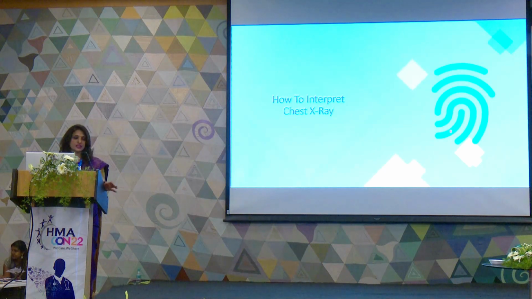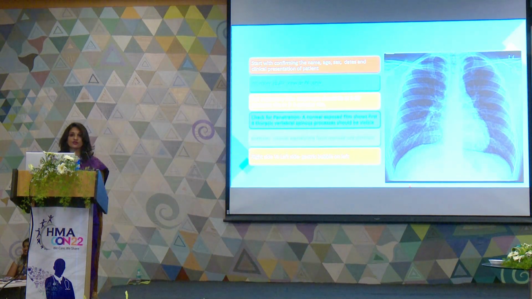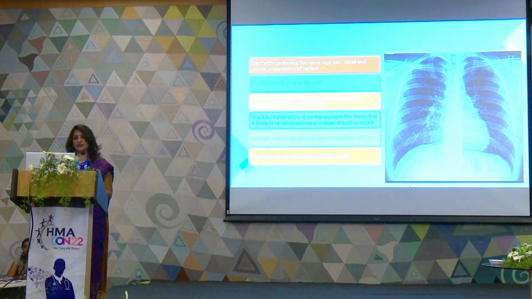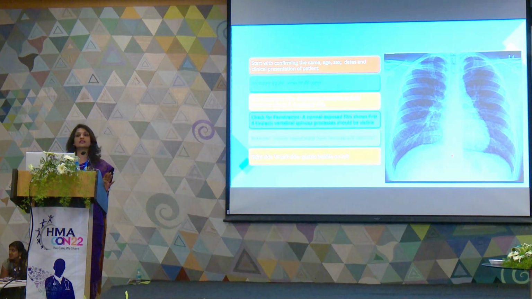Now, how to interpret the chest X-ray? Let's go one by one systematically. Let's start with confirmation of the name, age, sex of the patient, whether you are seeing the X-ray of the same patient, which name is written on the X-ray. Then clinical presentation of the patient, determine whether it is PA view or AP view, determine whether it is taken in full inspiration. In full inspiratory film, you should be able to see the diaphragm at the level of 8 to 10 posterior ribs or 5 to 6 anterior ribs.